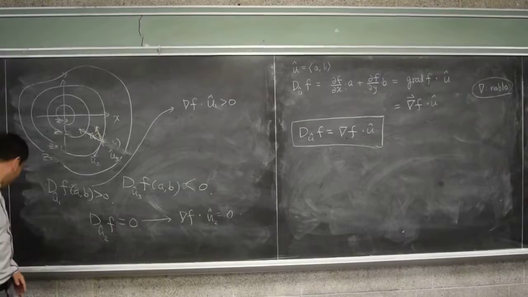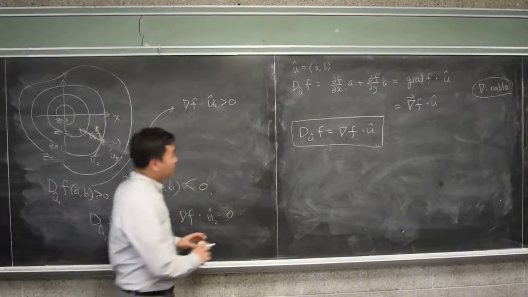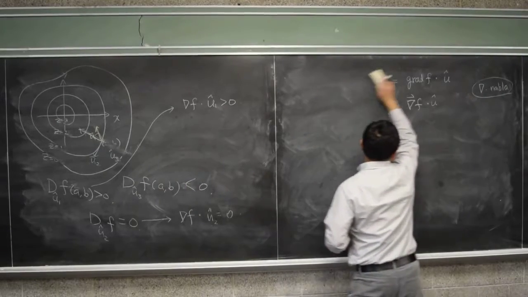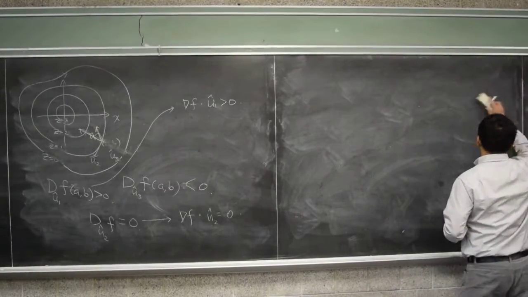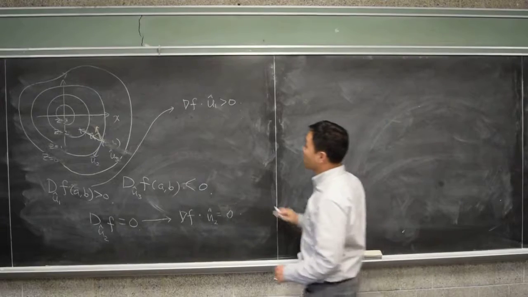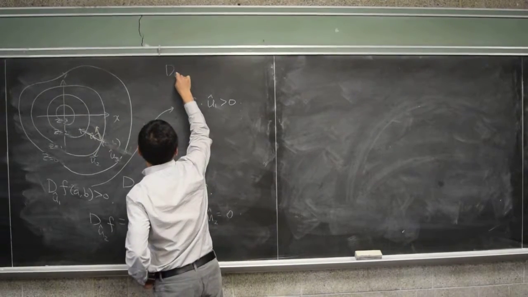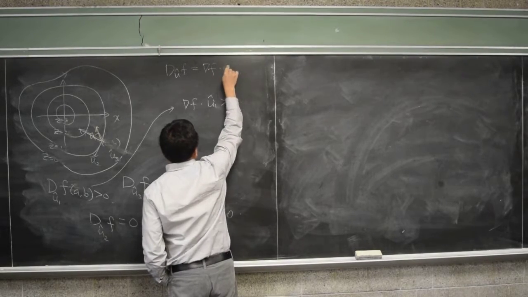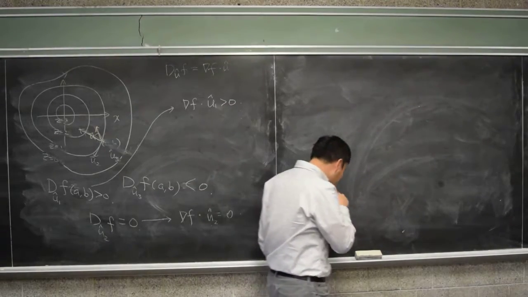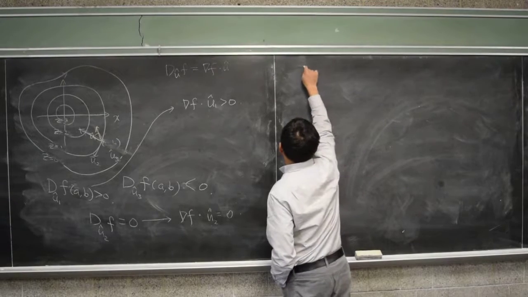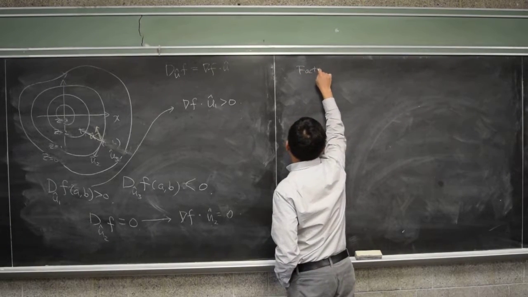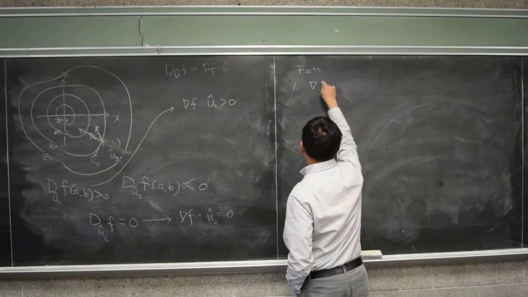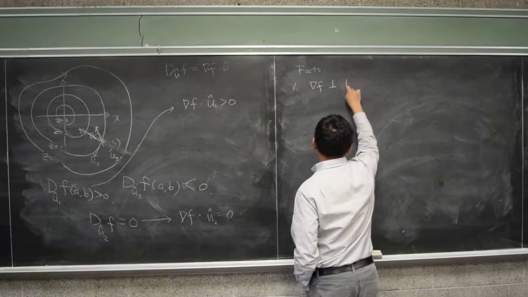So we can get a good understanding of the meaning of the gradient by using this relationship, that the directional derivative is the same as the gradient of f dotted with u. The first fact is that the gradient of f is perpendicular to level curves.